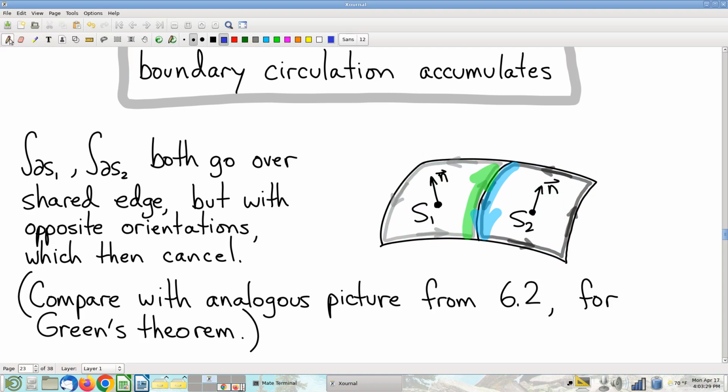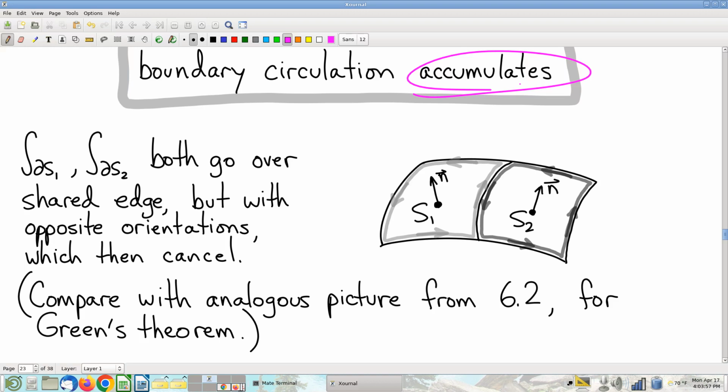But then we realize that these two little bits of line integral are both computed over the exact same curve, but with opposite orientations, which therefore cancel. That green line integral and that blue line integral are exact negatives of each other, so their sum is 0. With everything canceling, the whole is the sum of the parts, and therefore boundary circulation is an accumulating quantity.